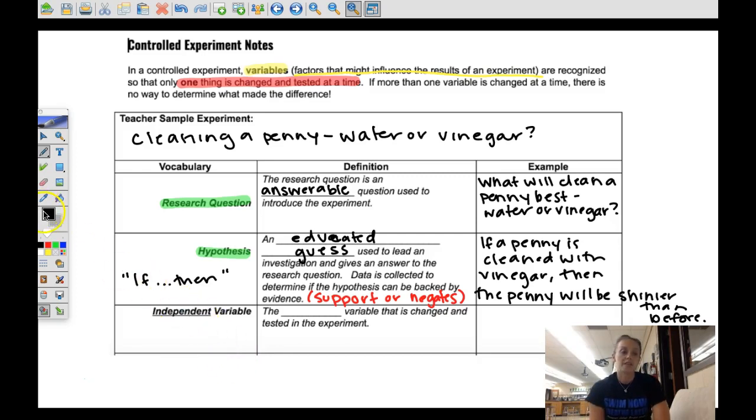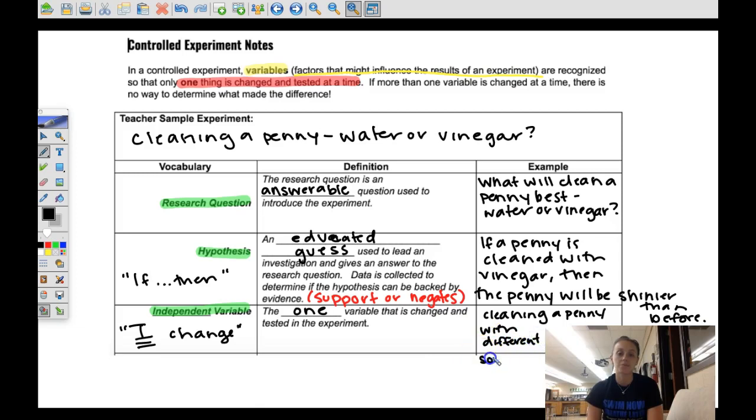Now it's time to actually identify our variables. Our first variable is our independent variable, and it's the variable that I, key letter there, change. So this is the one variable that is being changed and tested in the experiment, which in this case is cleaning a penny with different solutions. And a solution is a type of liquid, which we'll learn more about in our matter unit.